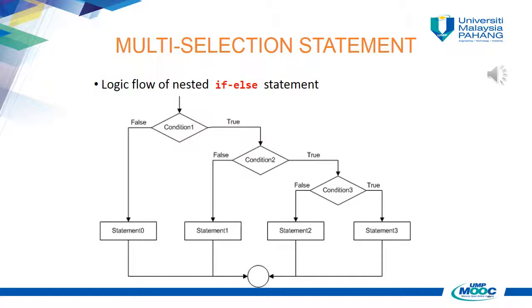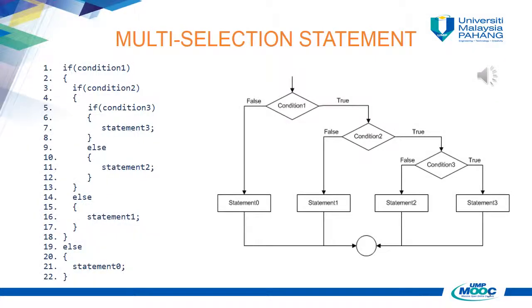Referring to the flowchart shown in the video. Firstly, condition 1 is tested. If false, statement 0 is executed. However, if true, condition 2 is tested. Next, if condition 2 is false, statement 1 will be executed, whilst true will result in another test. That is condition 3. From the testing of condition 3, a false condition will result in execution of statement 2, whilst a true condition will result in execution of statement 3.